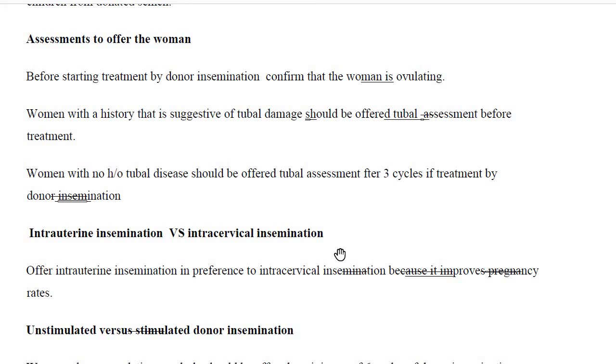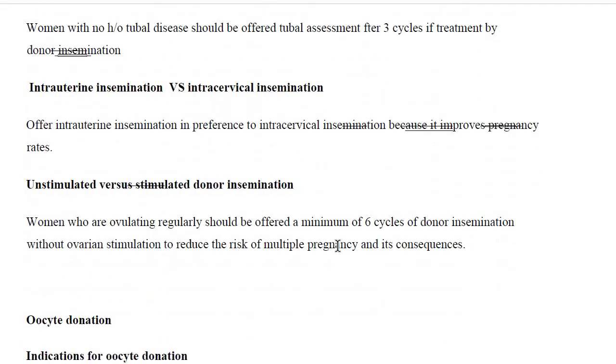Okay. So the assessments that we need to offer the woman before starting treatment by donor insemination: confirm that the woman is ovulating. Women with a history suggestive of tubal damage should be offered tubal assessment before treatment. Women with no history of tubal disease should be offered tubal assessment after 3 cycles of treatment by donor insemination.